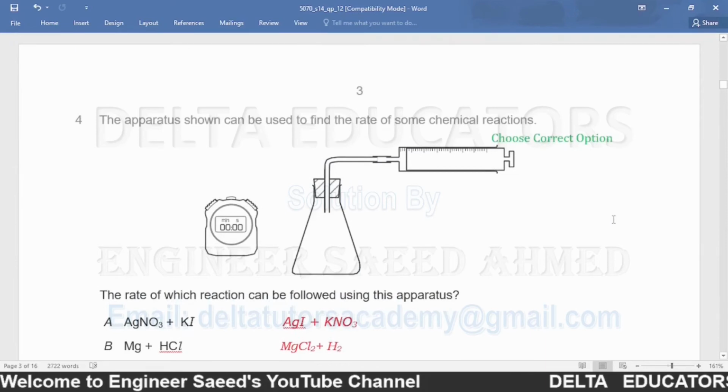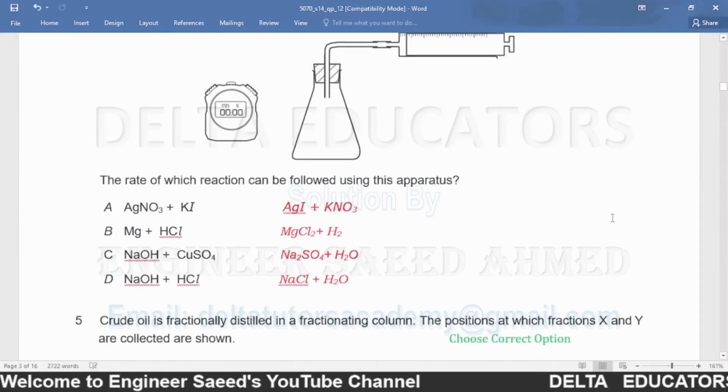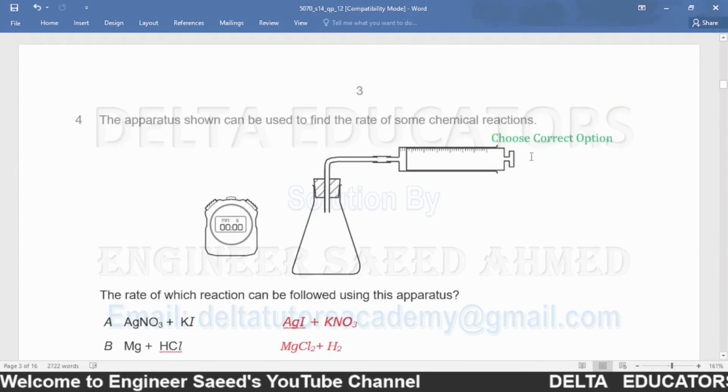Question number 4. The apparatus shown can be used to find the rate of some chemical reaction. The rate of which reaction can be followed using this apparatus? Here we have a gas syringe. Gas syringe means here we have collected a gas. So one of the products is a gas.